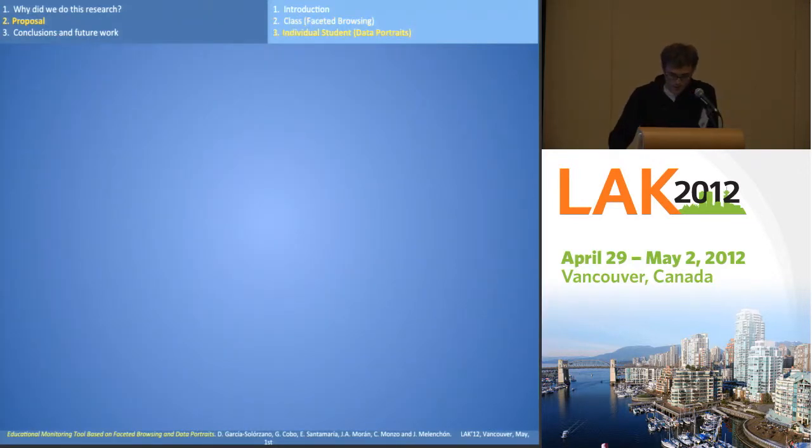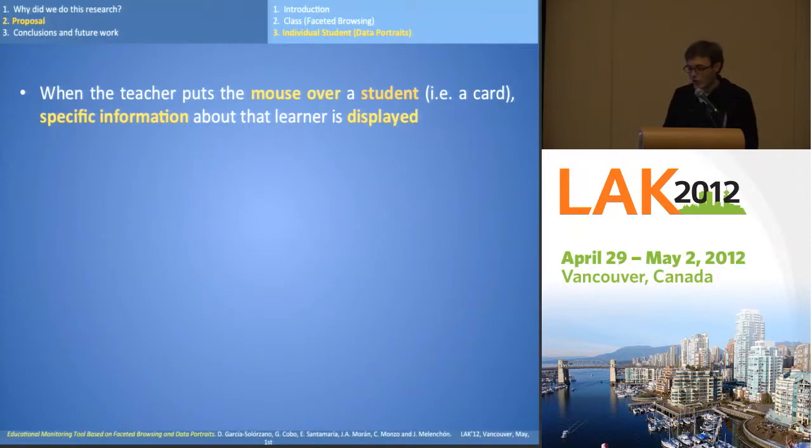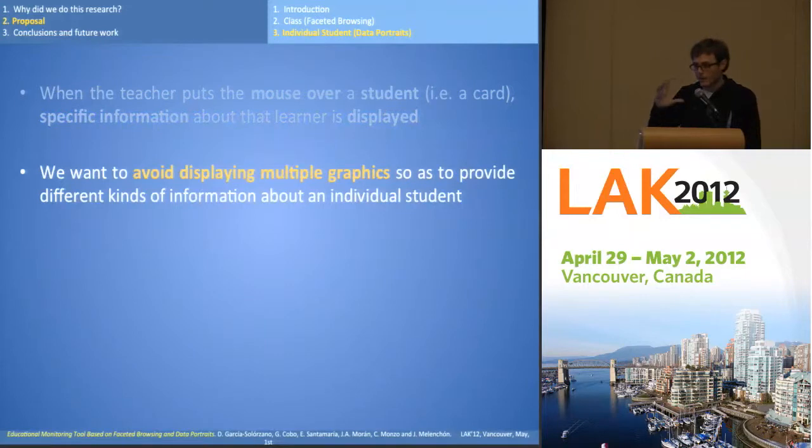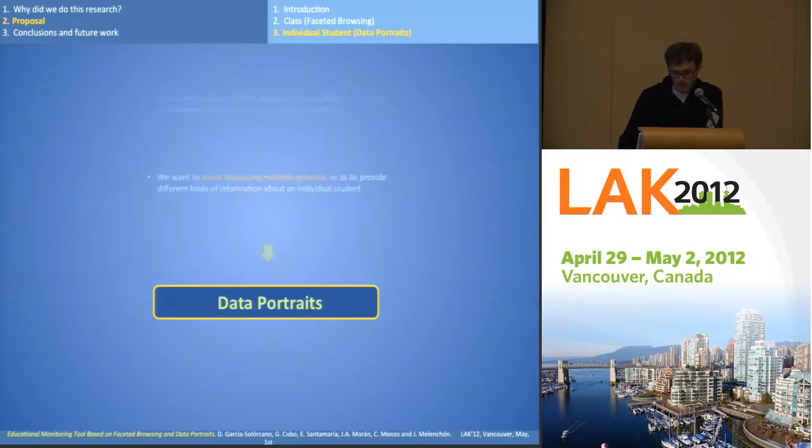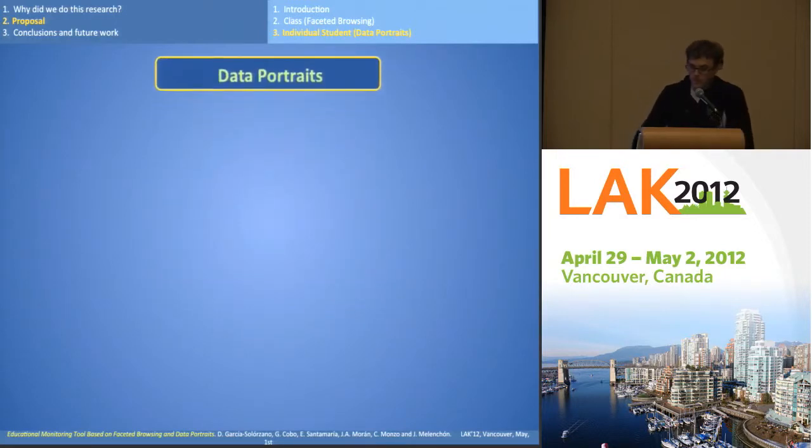The other thing is when the teacher puts the mouse over one student, specific information about this learner is displayed. With this, we want to avoid displaying multiple graphics in order to provide different kinds of information about one student. To this end, we use data portraits. What are data portraits?